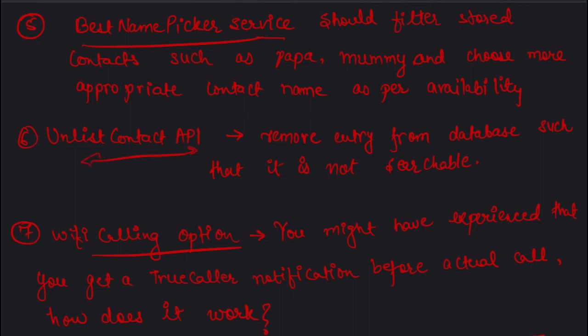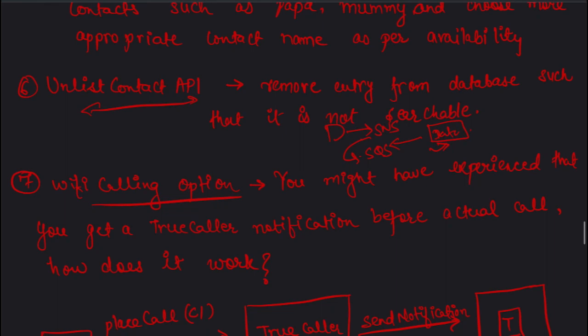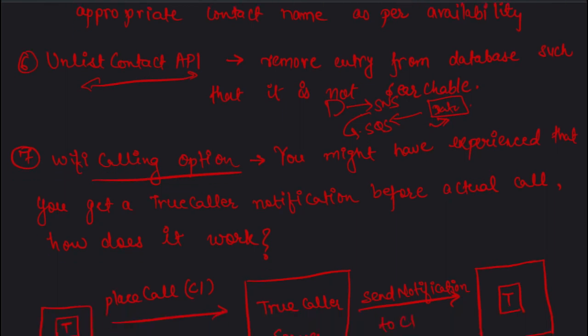Unlist contact API. We actually discussed this in the functional requirements, but we didn't add this in our system design diagram. I don't want to clutter the diagram, but this is a simple API: whenever you get this API call, you can publish a message to remove this entry. It is published to SNS, consumed to SQS, and your data persistence service will consume that message and remove that entry.